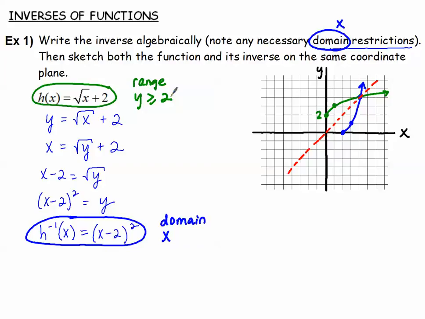Switch the x and the y, and now I get the domain as all the x values greater than or equal to 2. So that's my domain restriction for the inverse function. We've sketched both on the coordinate plane so that we can see that this is in fact a reflection over the line y equals x.